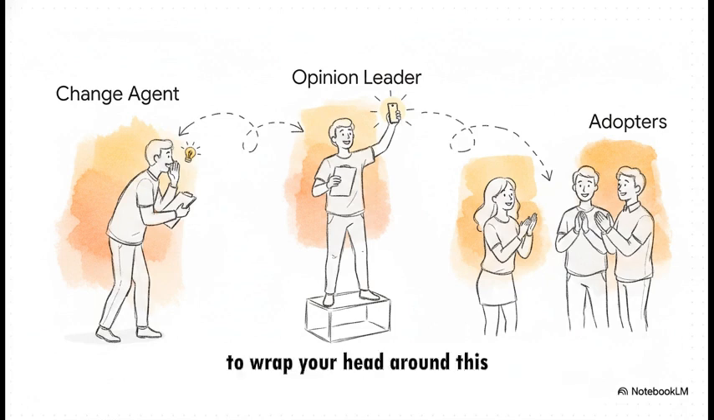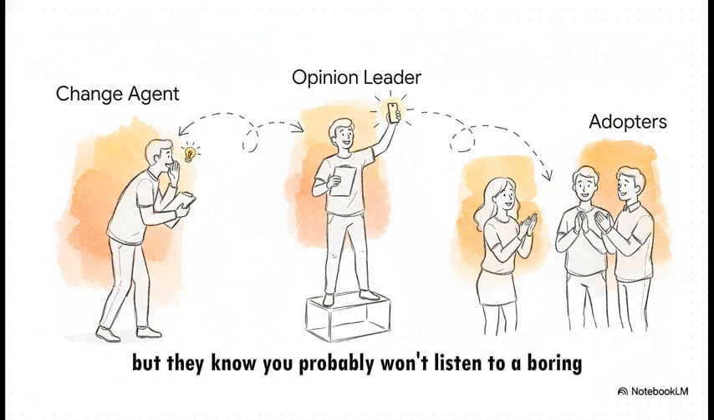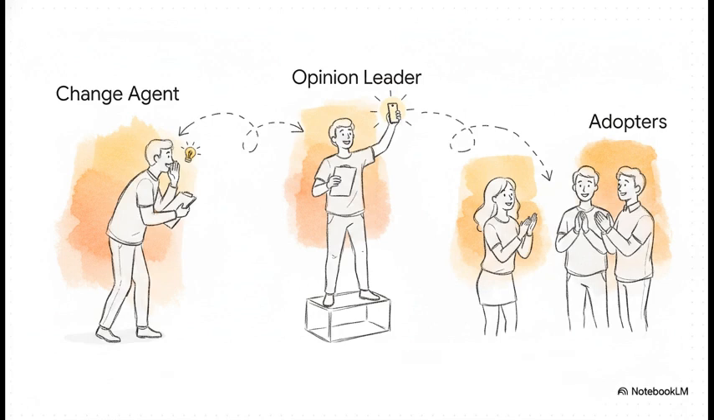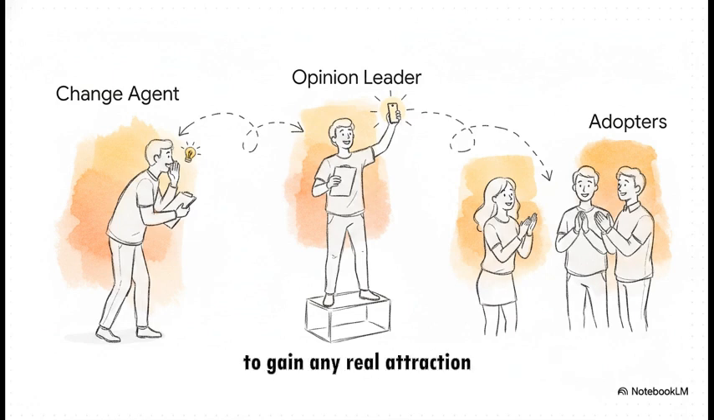To wrap your head around this, just picture a massive tech company launching a new smartphone. The engineers and marketers, they're the change agents. They desperately want to disrupt the market, but they know you probably won't listen to a boring corporate ad. So what do they do? They hand the phone over to a famous tech reviewer on YouTube, the opinion leader. The theory heavily assumes that diffusion practically relies on this precise 2-step flow of communication to gain any real traction.